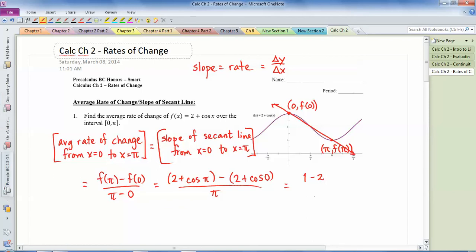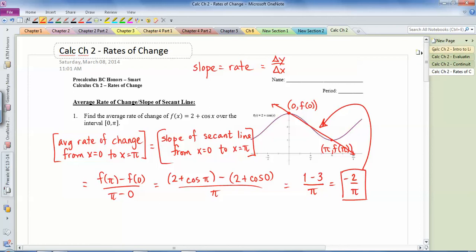Am I doing this right? Let me make sure. Oh, sorry, cosine of 0 is 1, so that's minus 2 plus 1 is minus 3 over pi. So we get negative 2 over pi. So that is the slope of this line right here. And it's also called average rate of change from 0 to pi, or on the interval 0 to pi.